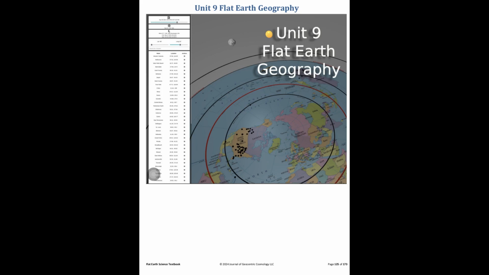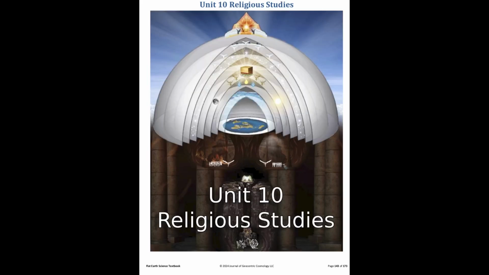Pole, and 24-hour suns in both the South Pole and North Pole. We look at flight paths and trade winds. In Unit 10 Religious Studies, we learn about what the Bible really says and how it is a testament to flat Earth. But we don't stop there.